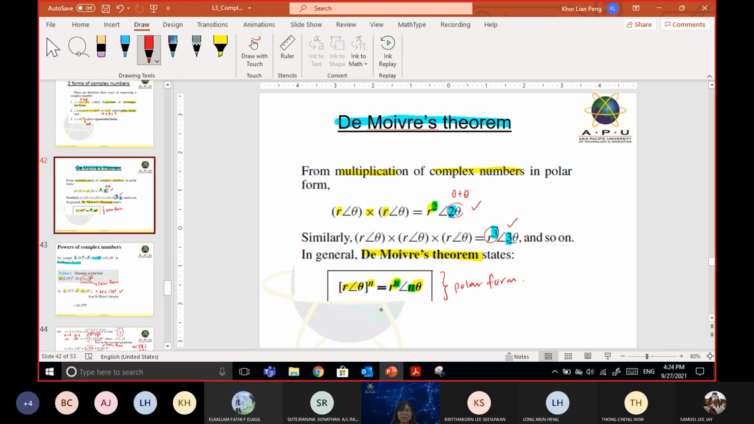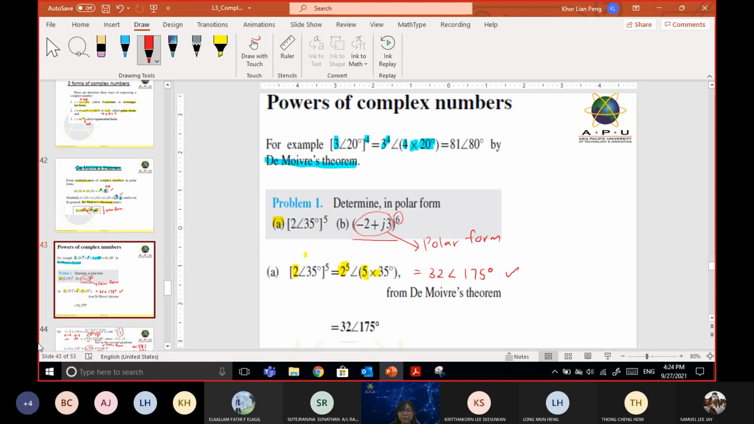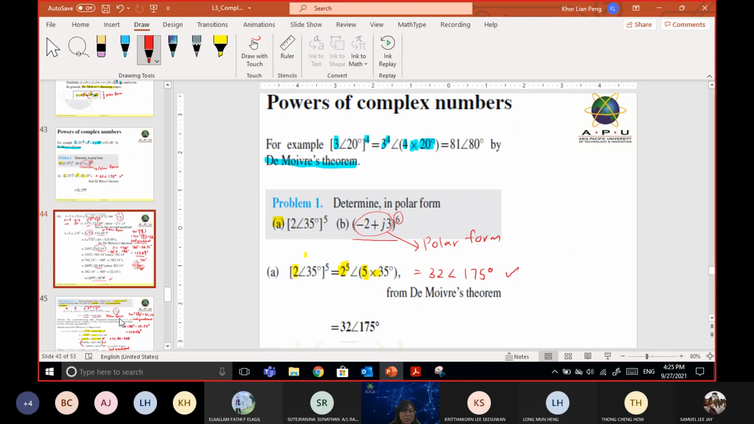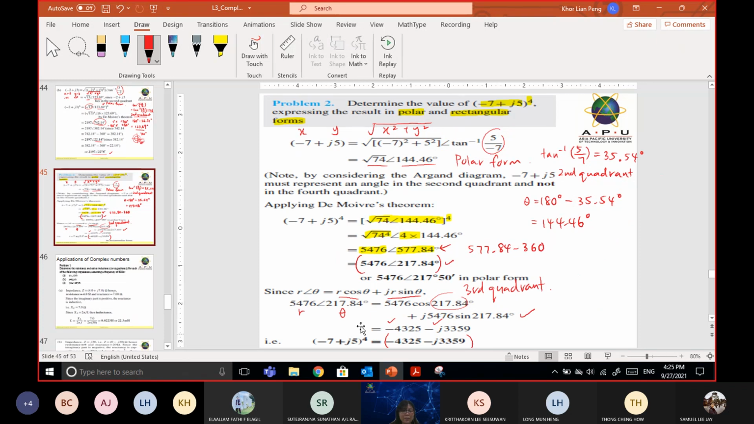So this is De Moivre's theorem. We use it for the calculation of the power. If, let's say, we have power of n, we take r and raise it to the power of n, and then for the angle, we multiply n with theta. Please take note. I think that's what we do for our recap.